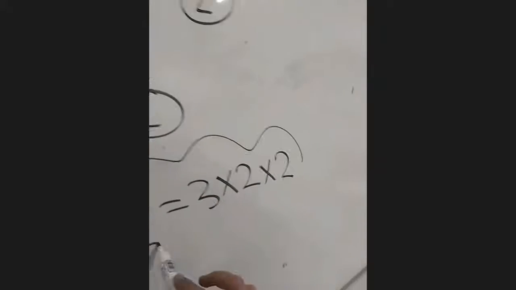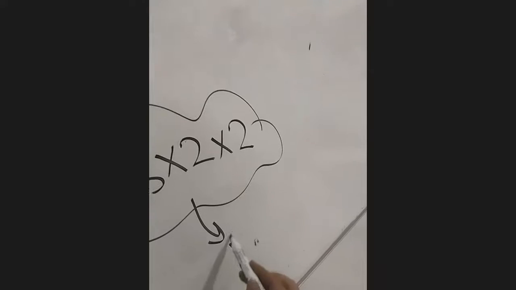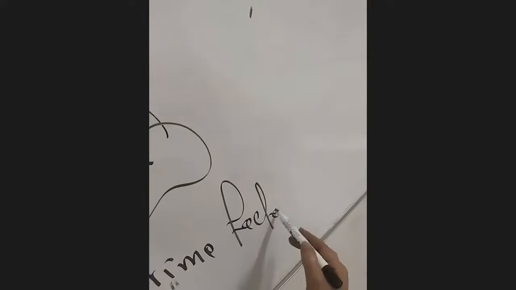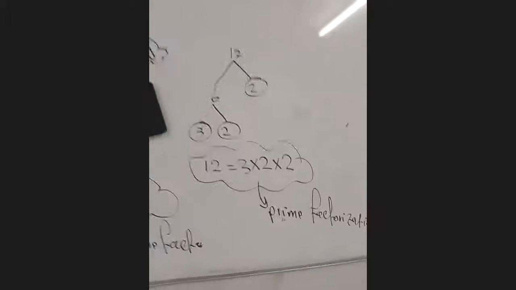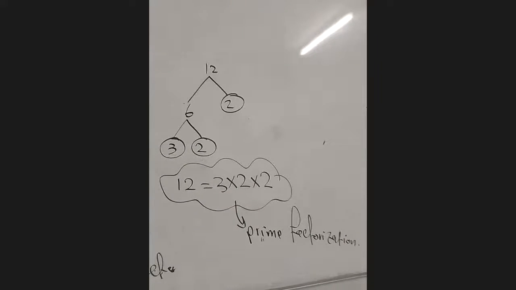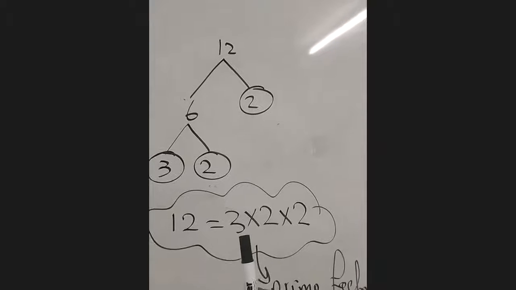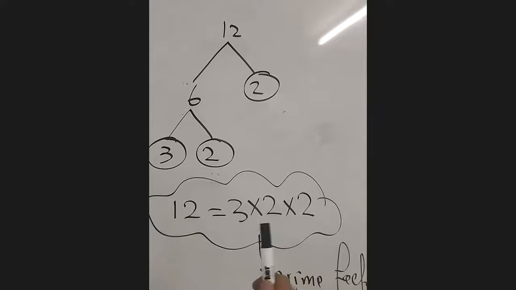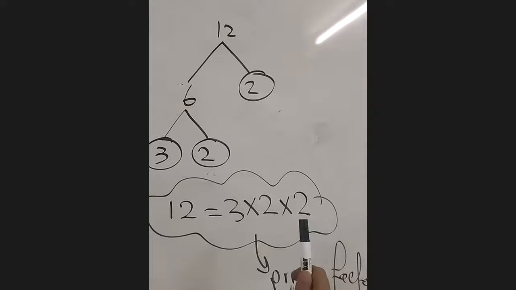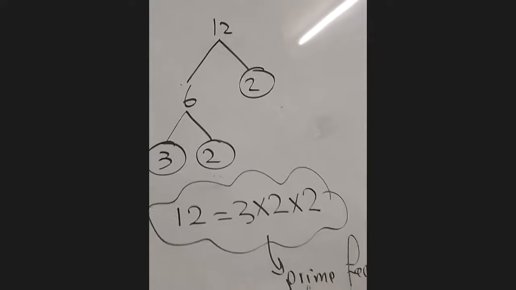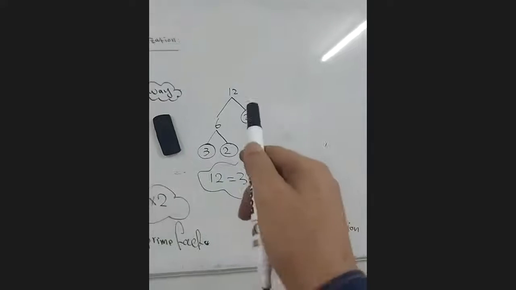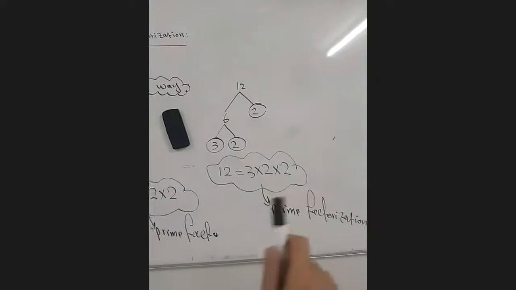What do we call this, guys? We call it a prime factorization. Now, Kinan, are you with me? Yes. 3 multiply 2, how much? 6. 6 multiply 2, how much? 12. Good boy. This is how we make a prime factorization for the numbers. We make a tree, then we select the numbers, and we put them in multiplication.